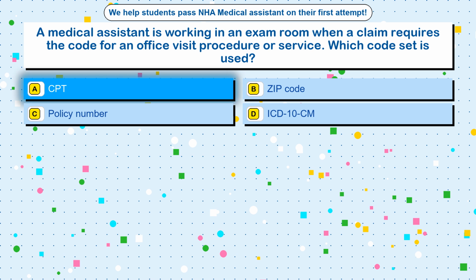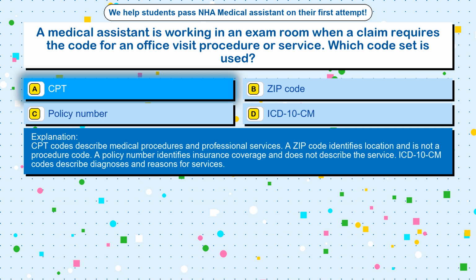CPT. CPT codes describe medical procedures and professional services. A zip code identifies location and is not a procedure code. A policy number identifies insurance coverage and does not describe the service. ICD-10-CM codes describe diagnoses and reasons for services.